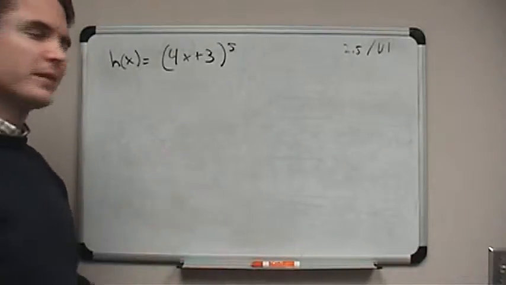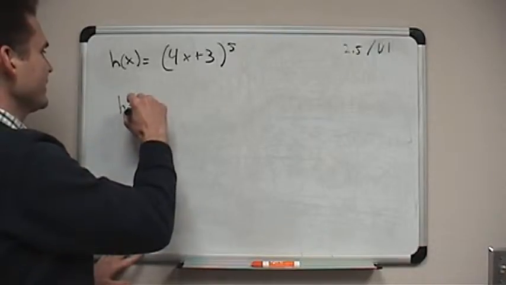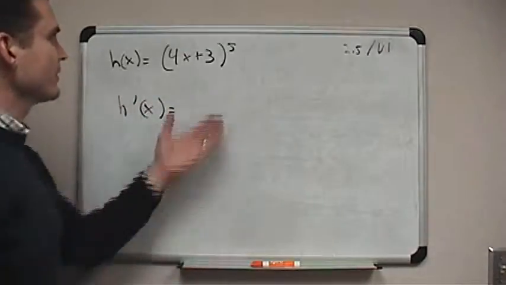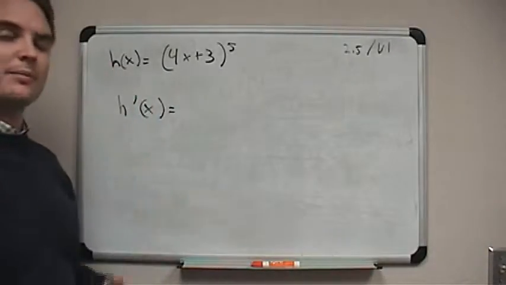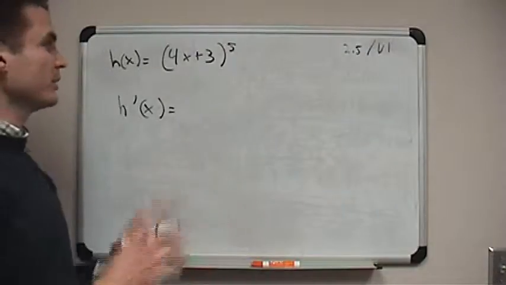Okay, so an example here, computing a derivative using the chain rule. We've got this function h of x, and we'd like to compute its derivative. The function is (4x + 3) to the power 5. Not a function we can take a derivative of using any rule we have in the past.